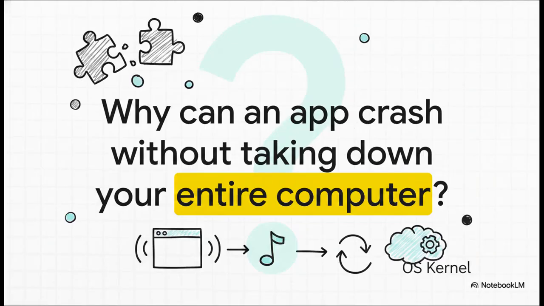So it all boils down to this one question that we can all relate to. We've all been there, right? An app just freezes up or crashes. But why is it that one program can completely fail while the rest of your computer, your music, your web browser, everything else just keeps on chugging along like nothing happened? The answer to that is pretty much the secret to all of modern computing.